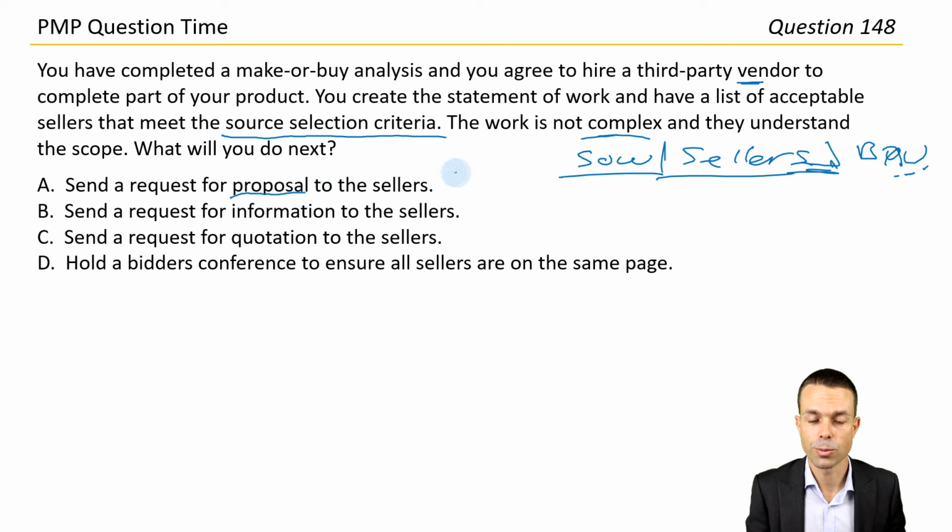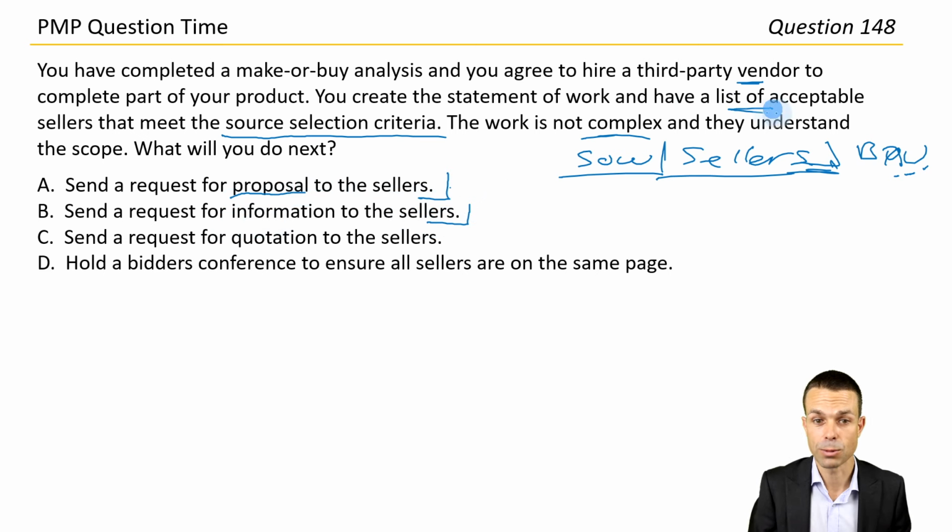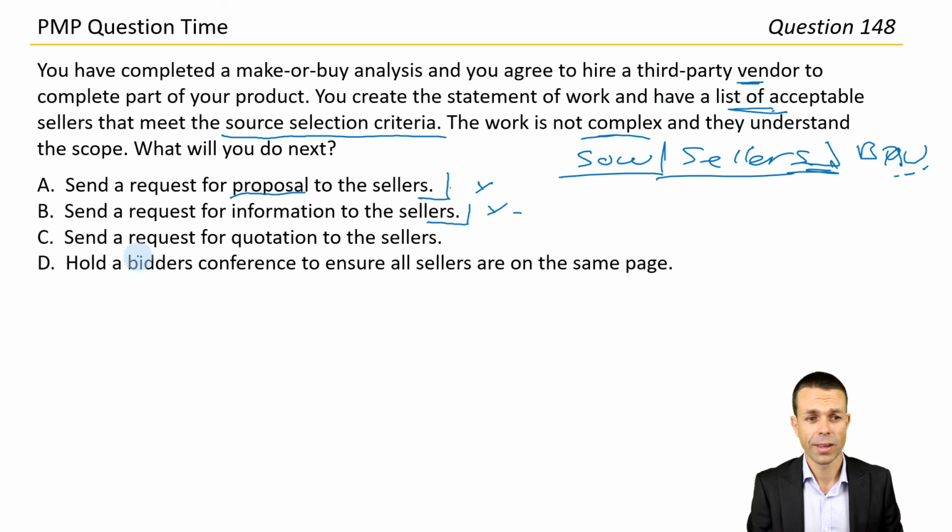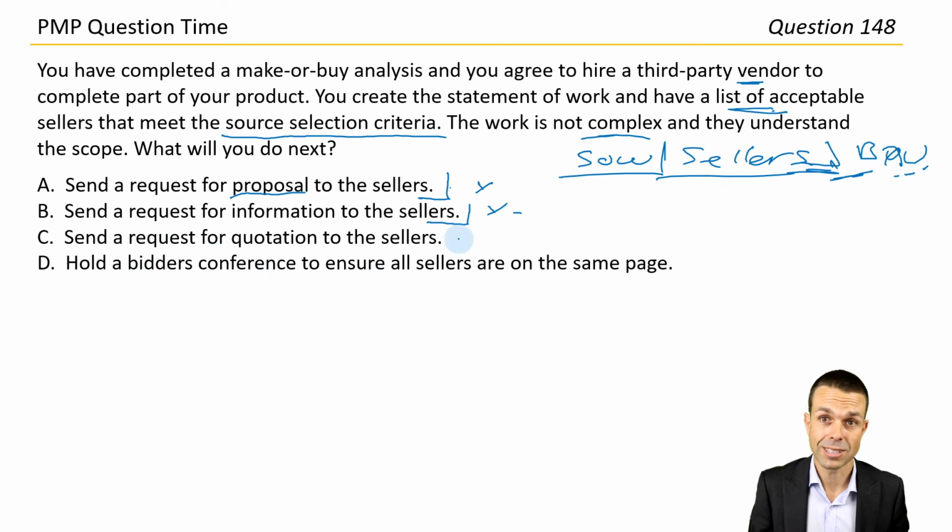Well, they may not need to do a proposal because it's not too complex, it's pretty straightforward. Request for information from the sellers. If we already have their information, we already have a list of acceptable sellers. So that's actually pretty good. We're fine with both of those. Request for quotation. If it's pretty straightforward, maybe we just need a price. So that could be quite good.